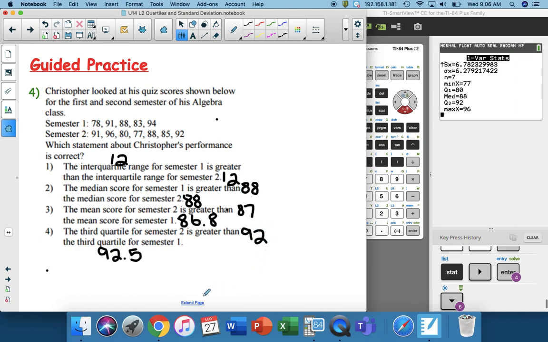All right, so let's compare these numbers now. For question 1, they both have 12 as an IQR. 12 is not greater than 12, so question 1 cannot be it. Question 2, they both have a score of 88 as their median. 88 is not greater than 88, so question 2 cannot be it. Question 3, 87 is definitely bigger than 86.8, so question 3 is our answer. And for question 4, 92 is not bigger than 92.5. All right, so that's how you do that.